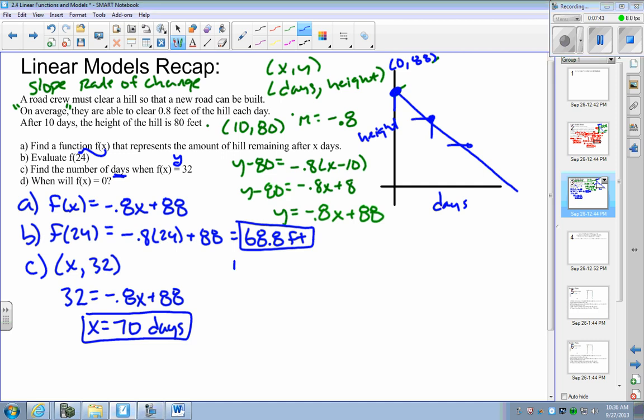Last piece. When will f of x equal 0? Okay, f of x represents the height of the hill, so this question's asking, when will the height be 0? Height is your y value, so it's going to be an x comma 0. Do the same thing as before, just with a different number, and solve.